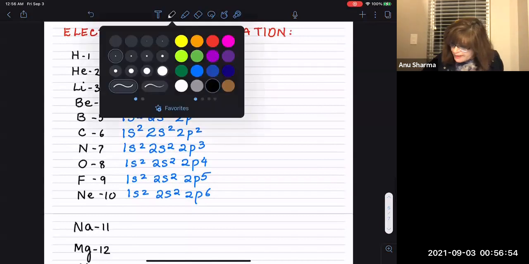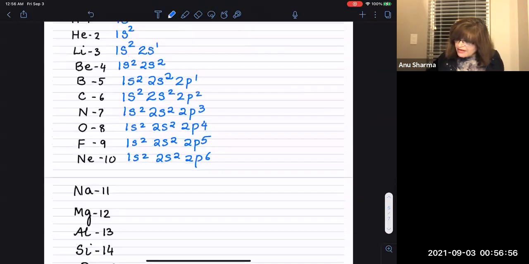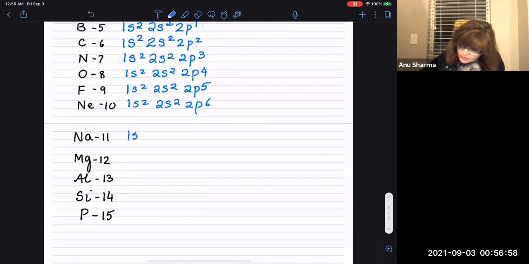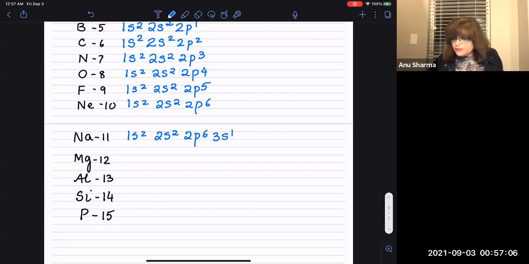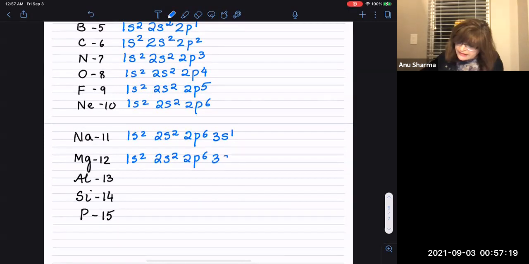So we are going to look at the patterns. Okay, so here we have 1s2, 2s2, 2p6, and 3s1. Now you must be wondering, why is she stopping at 3s1? I'll show you that also. But look at this, magnesium 12: 1s2, 2s2, 2p6 and 3s2.